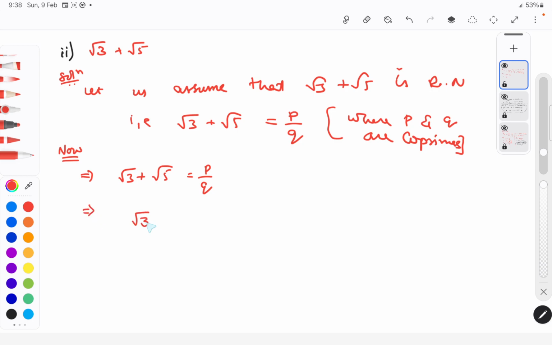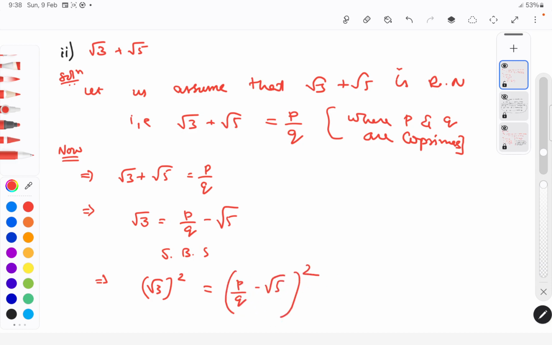Root 3 we are keeping on the left side. So root 5 I am sending to the right side, plus will become minus. So in this we should do squaring on both sides. In the last type of question we were not doing squaring on both sides, but in this we should do squaring on both sides. So root 3 whole square equals P by Q minus root 5 whole square.